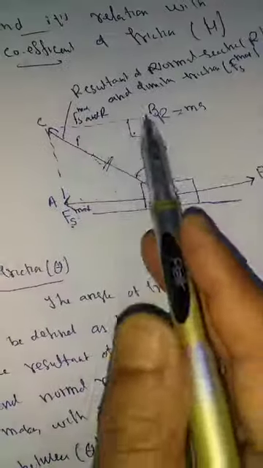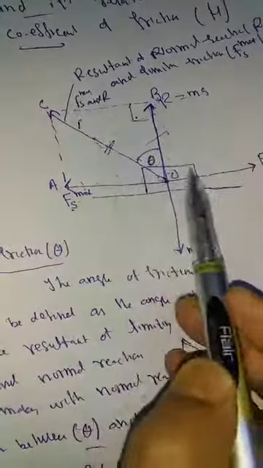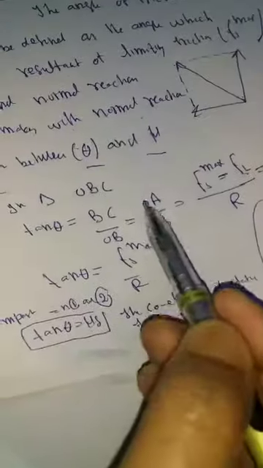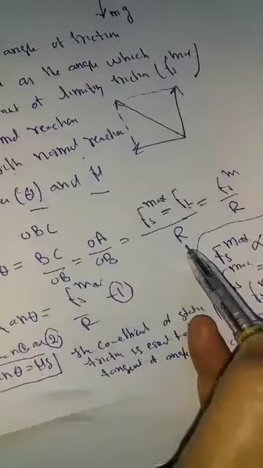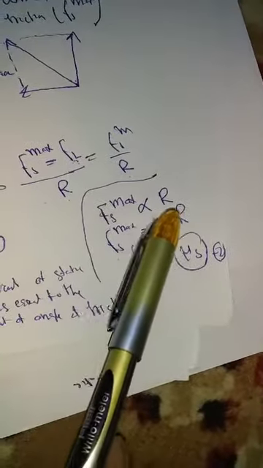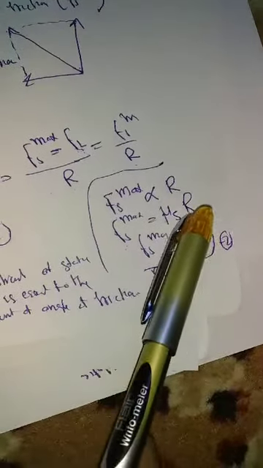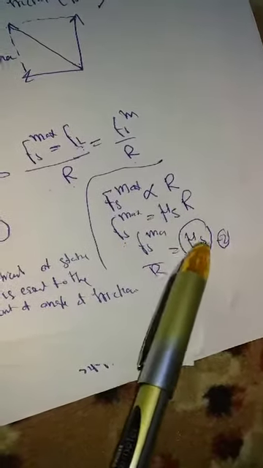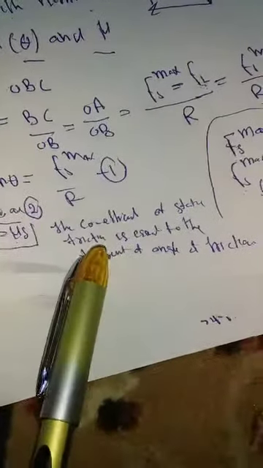If we find the relation in triangle OBC, tan theta is equal to perpendicular divided by base, that is BC divided by OB. But BC is equal to OA. So tan theta is equal to Fs max divided by R. But we also know from the laws of friction that Fs max is directly proportional to R, so Fs max is equal to mu s times R, where mu s is the coefficient of static friction. So the coefficient of static friction is equal to the tangent of the angle of friction. I hope you have got it.